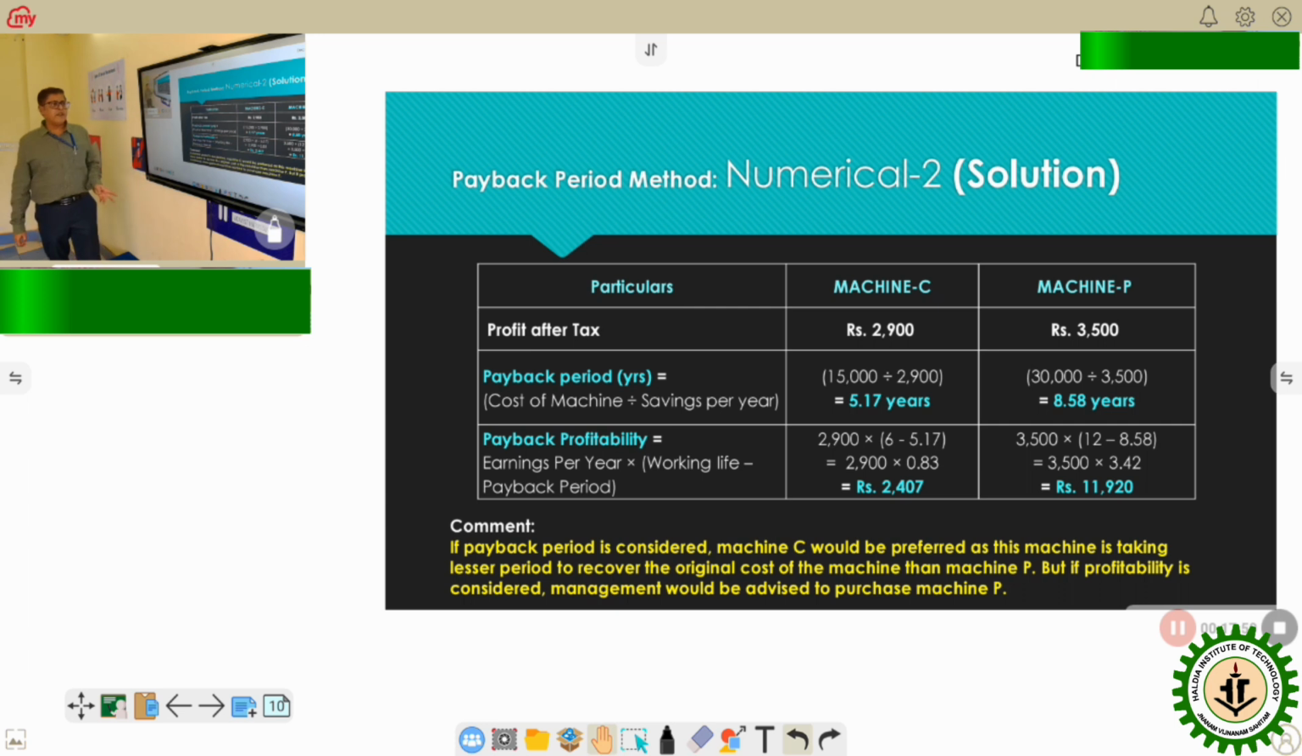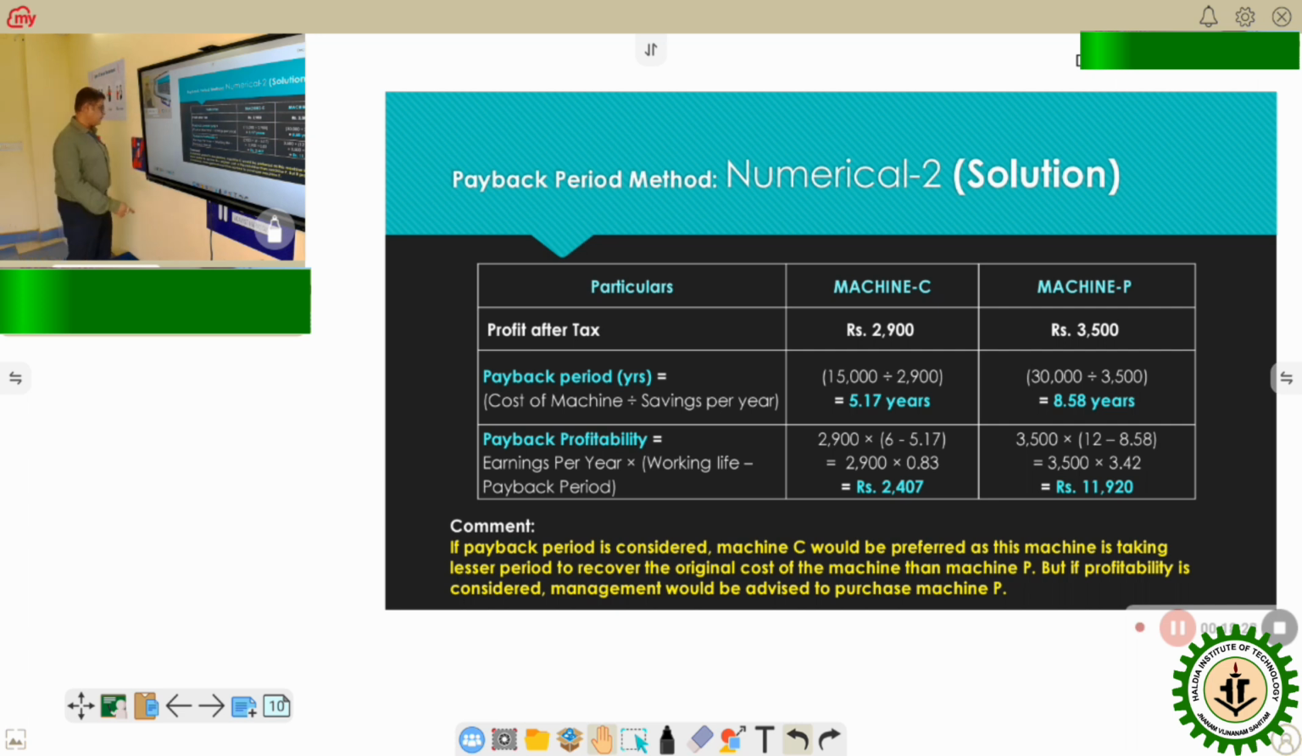So although in the previous problem we have seen that whenever we use payback period as criteria, the same machine is selected as when we use payback profitability as criteria, here we see there is a contradiction. That means if we select payback period, we should prefer machine C, and if we select payback profitability, machine P will be preferred. So this is the payback period.